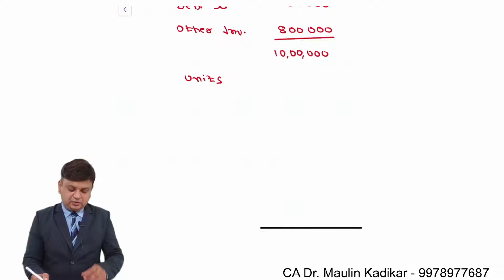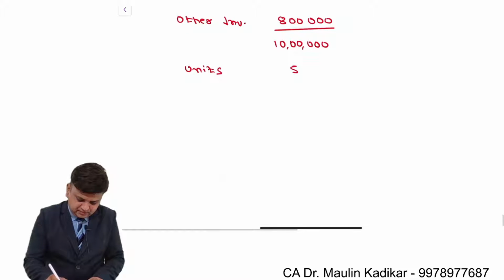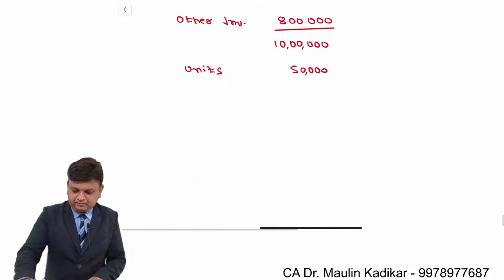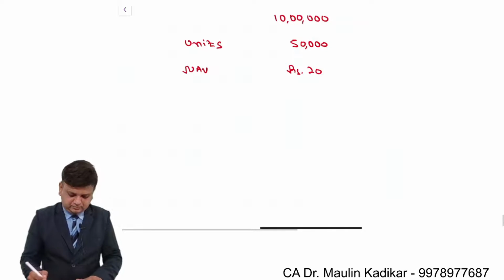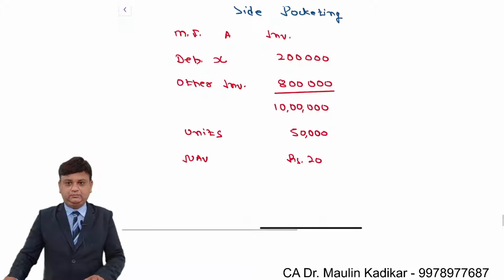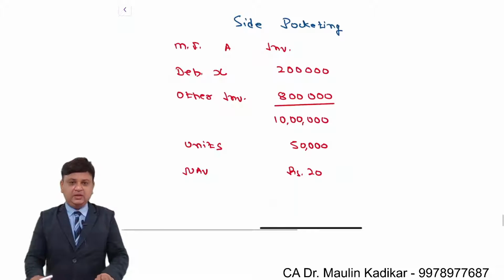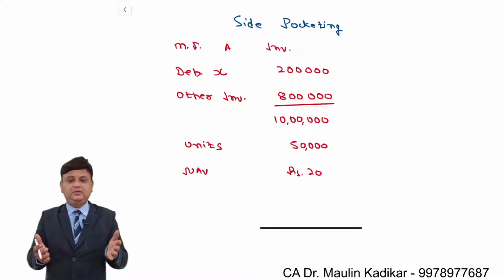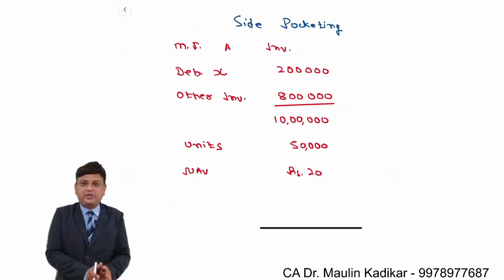The number of units that the mutual fund has issued is, let us say, 50,000. So 10 lakhs upon 50,000. So the net asset value is rupees 20. Now, first of all, let us understand what was the kind of issue which investors were facing, and then the concept of side pocketing was introduced.